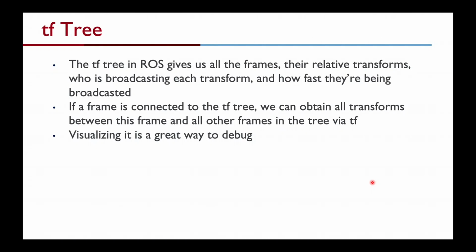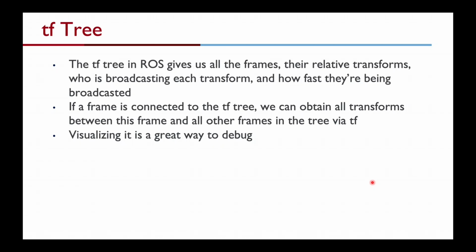All right, so let's get familiar with some tools that are at our disposal to interact and build these transforms. So the TF tree is a very useful thing in ROS. It gives us a visualization of all the frames and their relative transformation, who was broadcasting the transformation, and the rate at which the transformation is being broadcasted, right? So transformations are like topics. They are getting broadcasted. They are continuous. Some of them are static, so they don't change over time. Some are dynamic. They change over time.